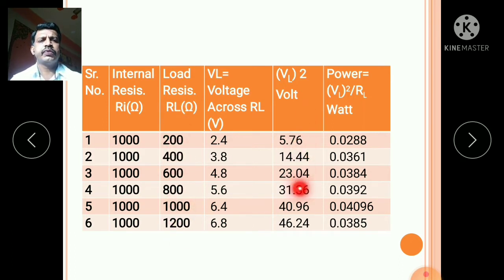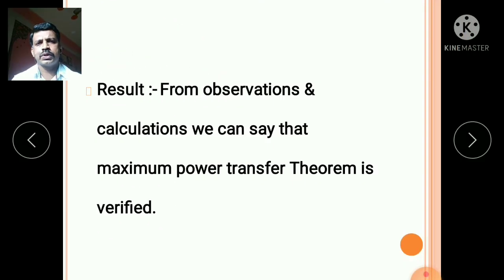Next we take the square of the voltage, and using the formula of power, that is VL square upon RL, the square of the load voltage upon the load resistance, you will get different values of power for different load resistance RL. And from that we finally see that when the internal resistance equals the load resistance, that is Ri is equal to RL, you will get the maximum power. We can observe this from the graph also.